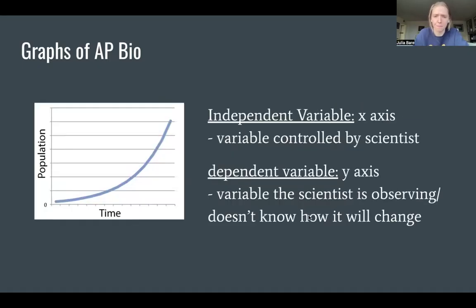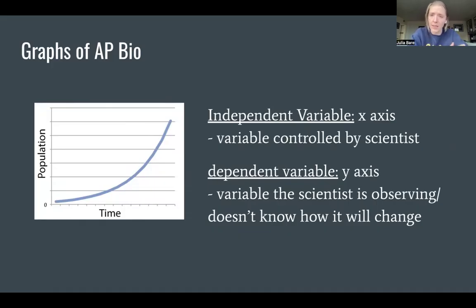One thing I want to remind you of is these terms, independent variable and dependent variable. These are really important terms to be familiar with. We've talked about them in AP Biology before, and at this point, I'm hoping you are familiar with these terms. The independent variable is the one that is controlled by the scientist. The dependent variable is the one that the scientist is observing and measuring. And typically, these go on the X and Y axis respectively.